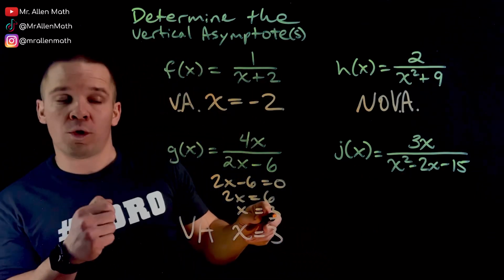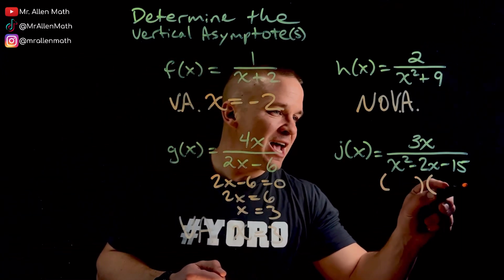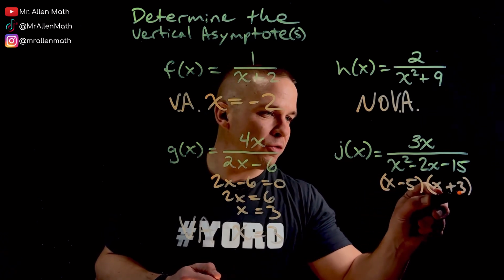All right, this one here, we got a little work to do first. I got to factor this one. What multiplies to negative 15 and adds to negative 2? That's going to be negative 5 and positive 3.